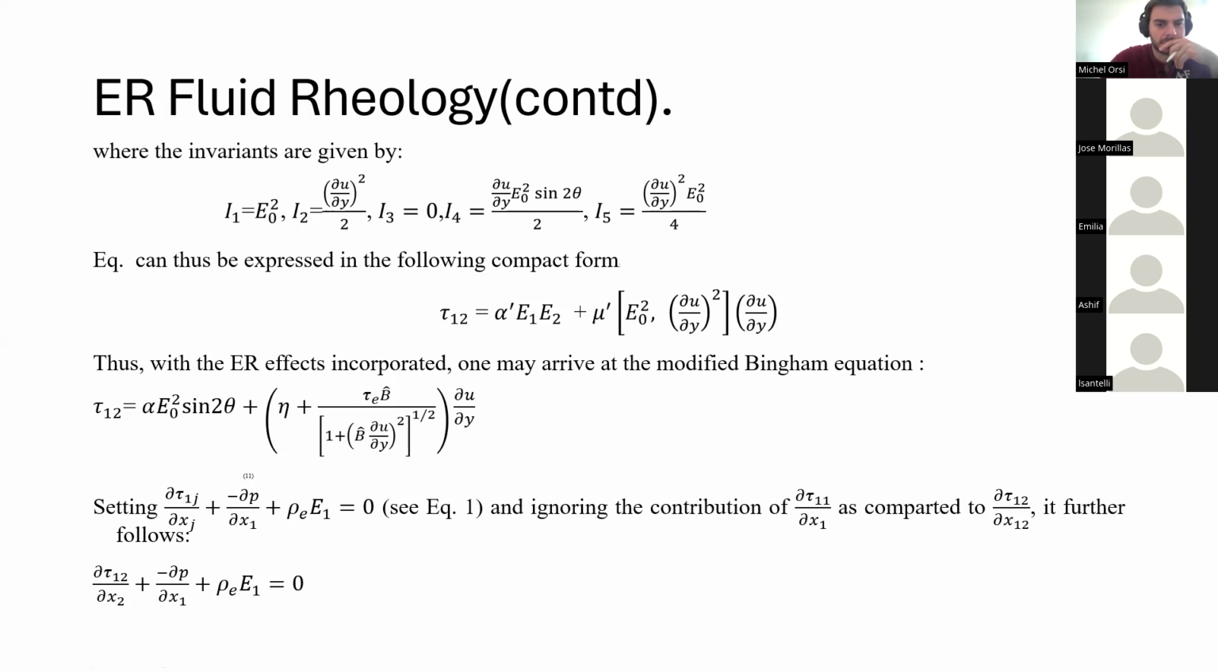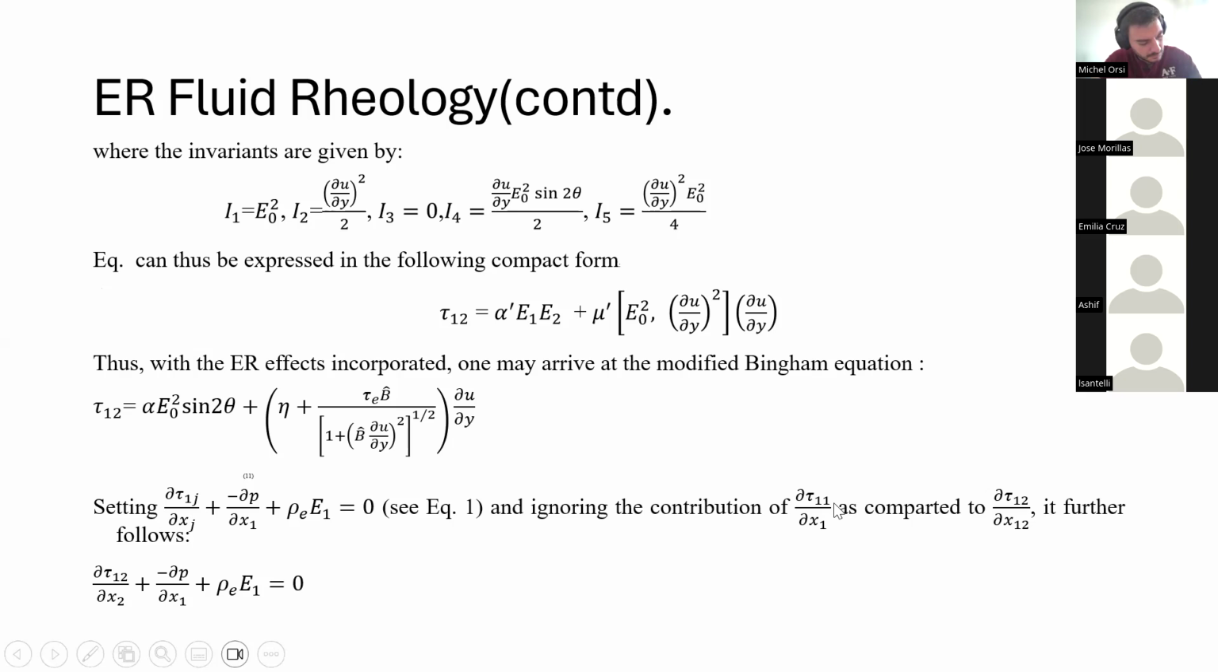It is the fact that only the invariant may be non-positive, in particular as a response to a flow reversal when the velocity gradient changes its sign. Moreover, the direction of E does not influence the flow rheology, which remains sensitive to the square of E alone. So thus, with the ER effects incorporated, one may arrive at the modified Bingham equation, which is given by this formula.